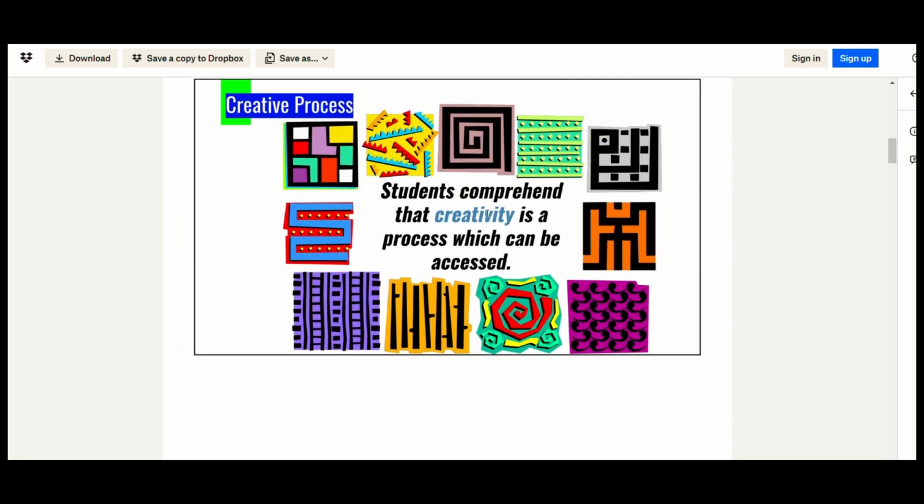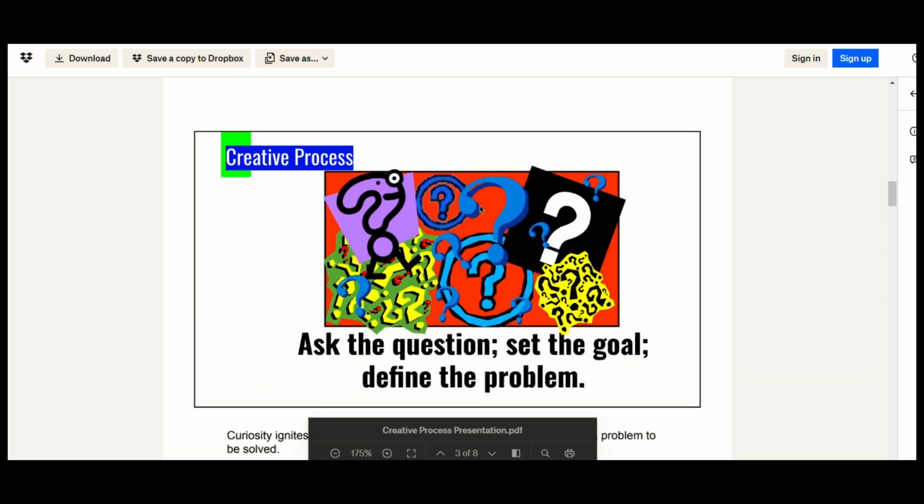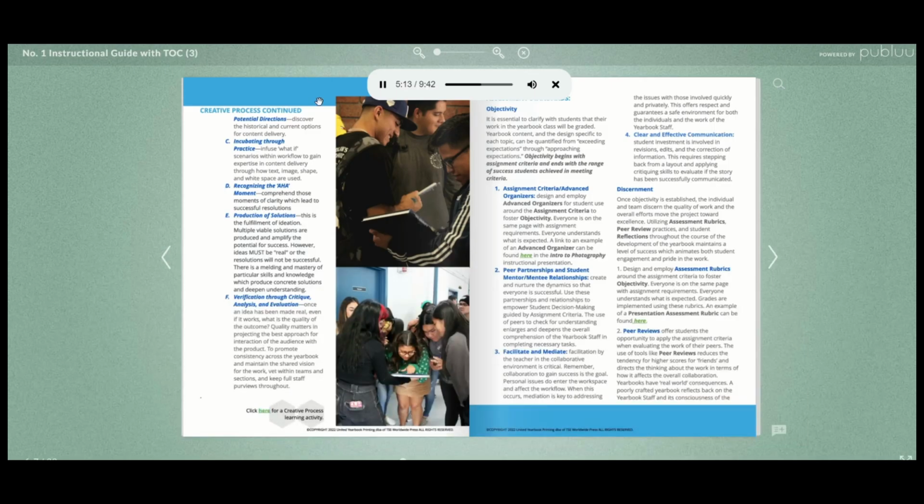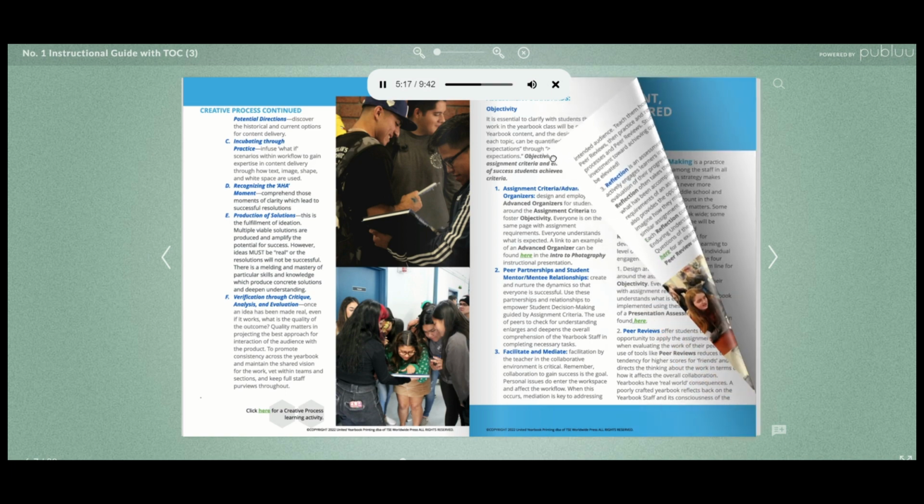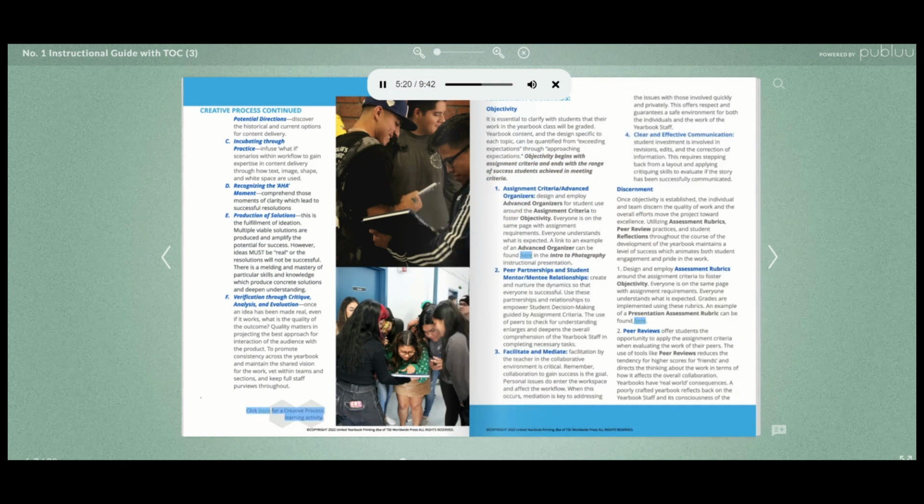Another vital aspect of the yearbook class is to provide assessment standards for your staff. The students learn the expectations needed to meet and develop skills along the way. We've included a few pointers to help advisors make these expectations achievable. A few topics include assignment criteria and advanced organizers. Here we have an example of an advanced organizer.